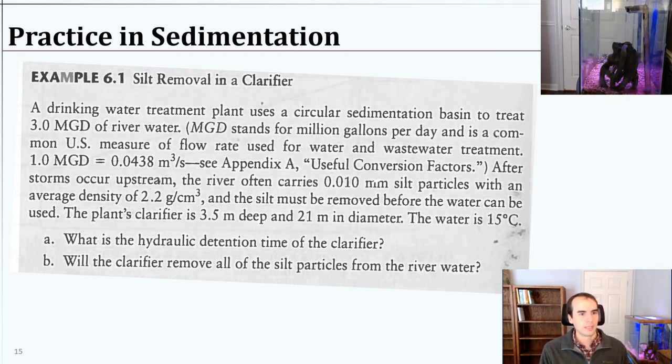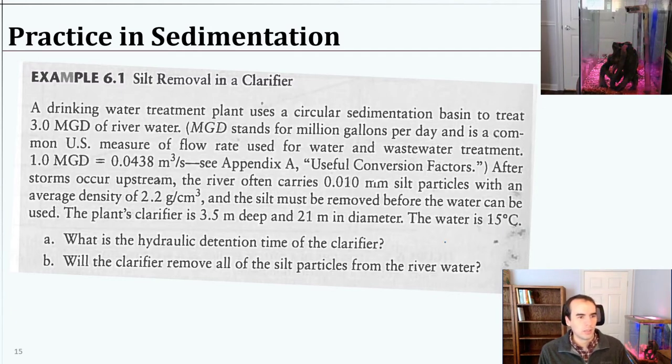We have a drinking water treatment plant that uses a circular sedimentation basin to treat 3 million gallons per day of river water, and then it gives the MGD conversion there. After a storm occurs upstream, the river often carries 0.01 millimeter silt particles with an average density of 2.2 grams per cubic centimeter, and the silt must be removed before the water can be used. The plant's clarifier, or we use clarifier and sedimentation basin synonymously, so the plant's sedimentation basin, or clarifier, is 3.5 meters deep and 21 meters in diameter. The water is 15 degrees Celsius.